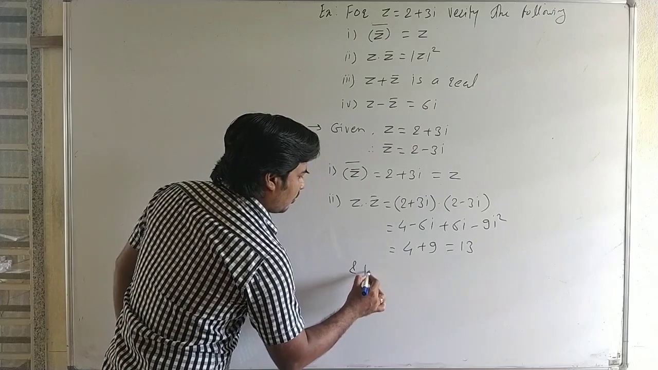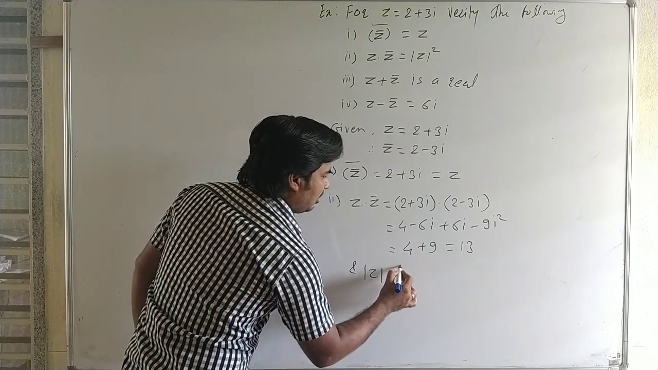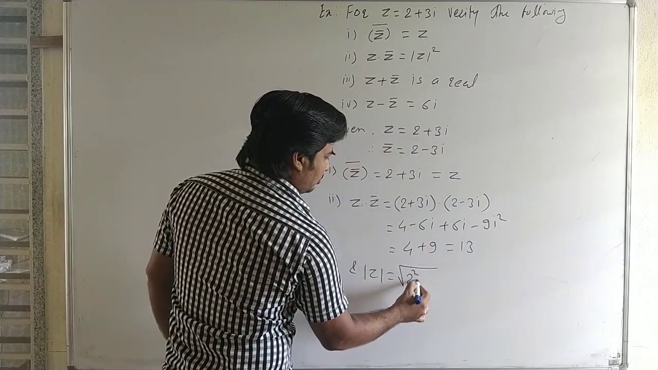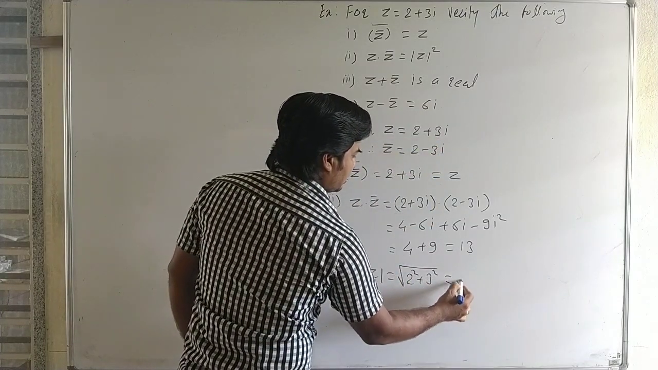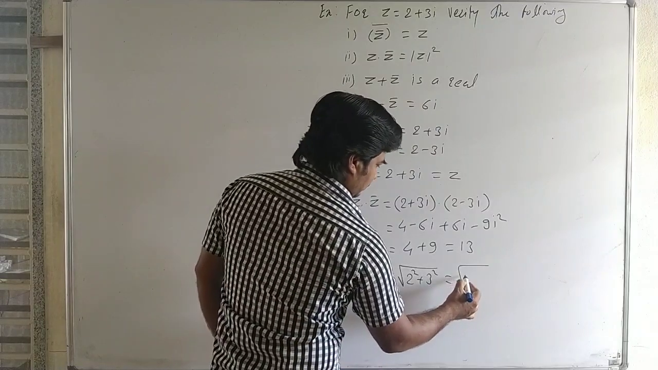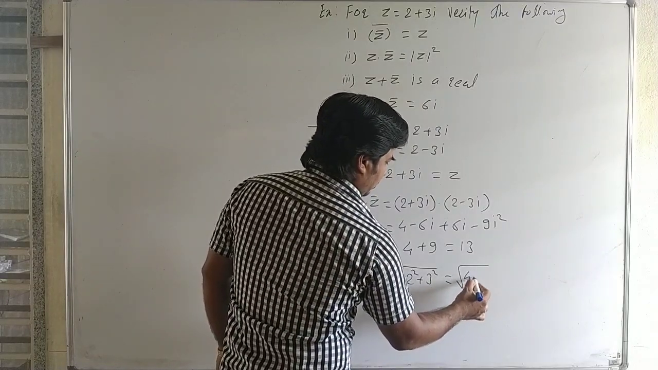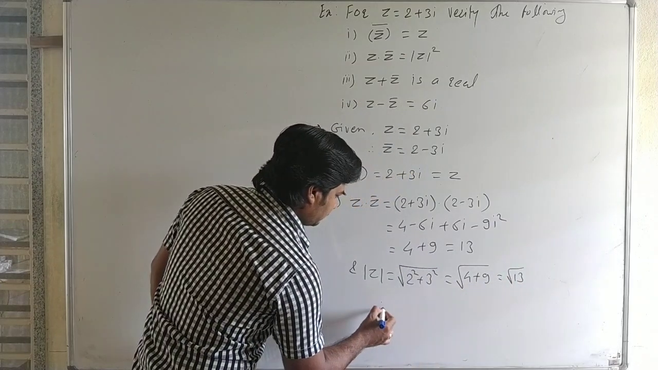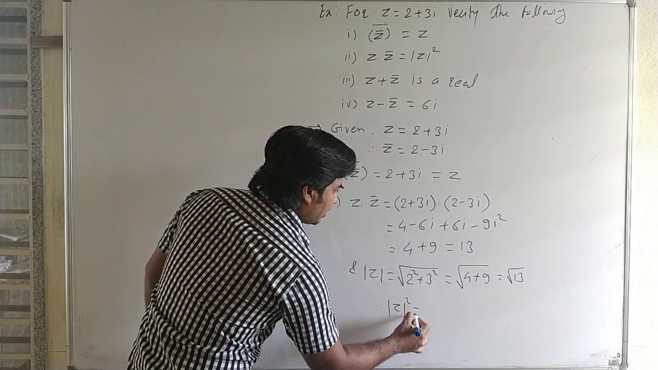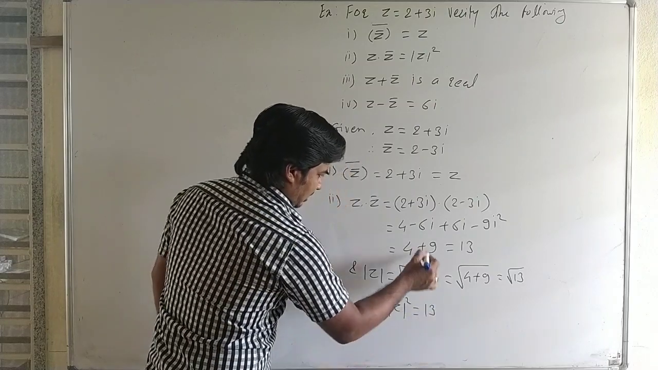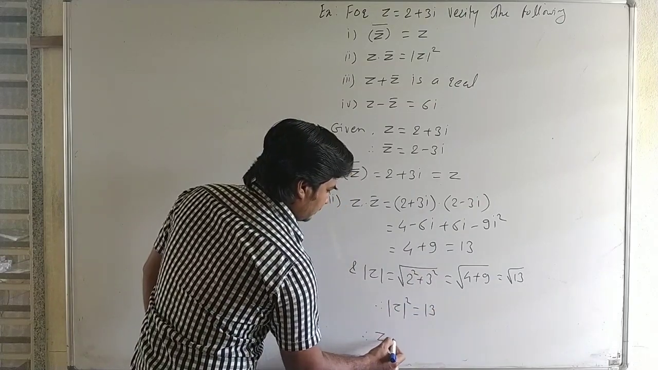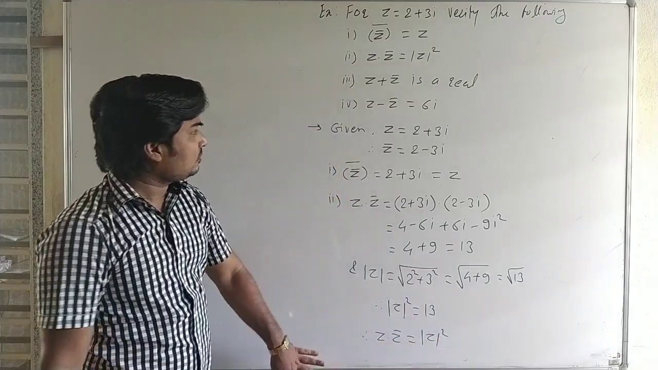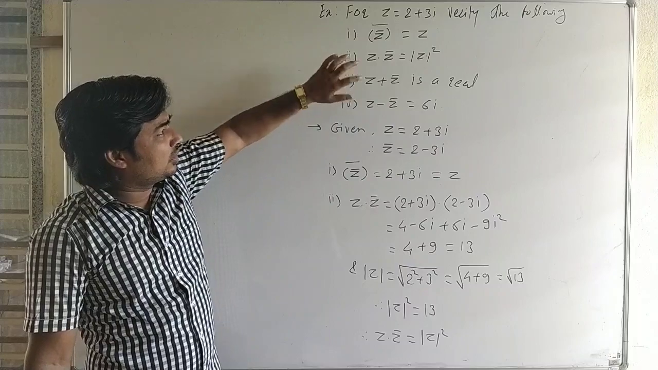Then we find the modulus of z, it is under root of 2 plus 3i, it is 2 square plus 3 square, again it is under root of 4 plus 9, it is under root 13, and therefore modulus of z square is equal to 13. And then from these two we can write z into z bar is equal to modulus of z square. Okay. Now these two examples are for homework.